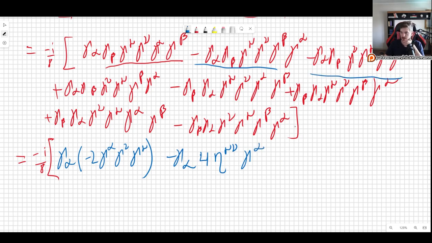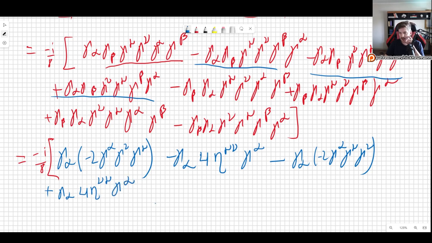Then we have this thing right there. In that case, we have minus, let's see, gamma alpha and then gamma beta beta with 3 in the middle. So we get minus 2 gamma alpha, gamma mu, gamma nu. Then we have this one where we have gamma alpha and then gamma beta with 2 in the middle. So that means 4 eta nu mu and then still a gamma alpha in the end. And then we have this thing right here, which gives us minus gamma beta. And then we have alpha and alpha with 2 in the middle. So 4 times eta mu nu. And there's still a gamma beta at the end.